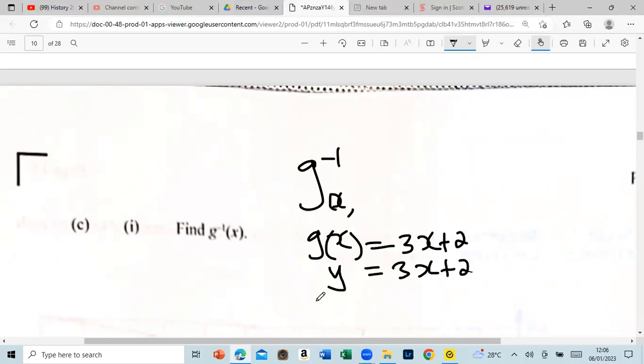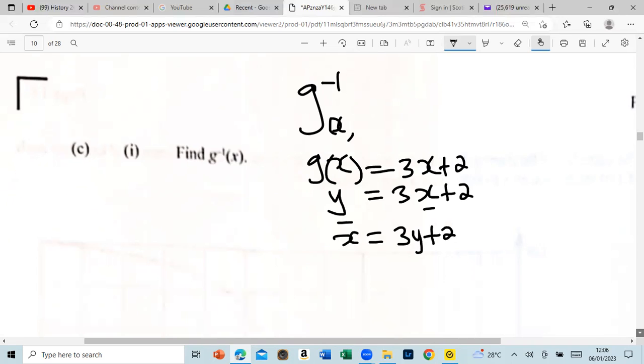And then the interchange x for y and y for x. So where x is, we're gonna put y, and where y is, we're gonna put x. I've done these on my channel very often, so you guys can go back and check them out. So now we're gonna make y the subject.